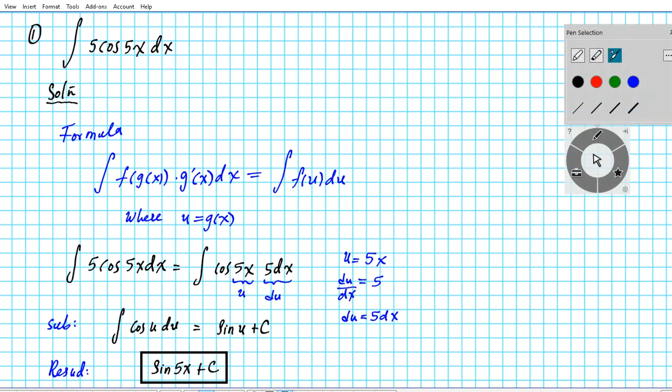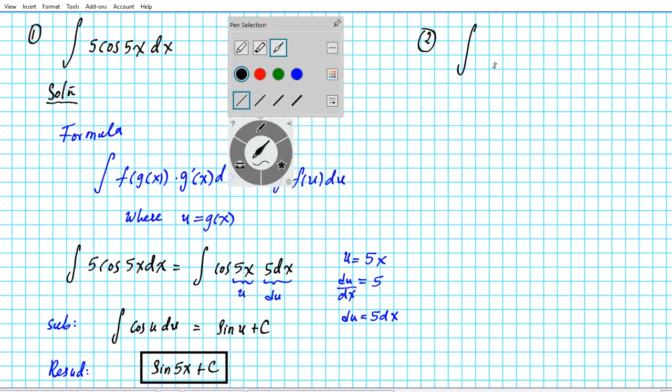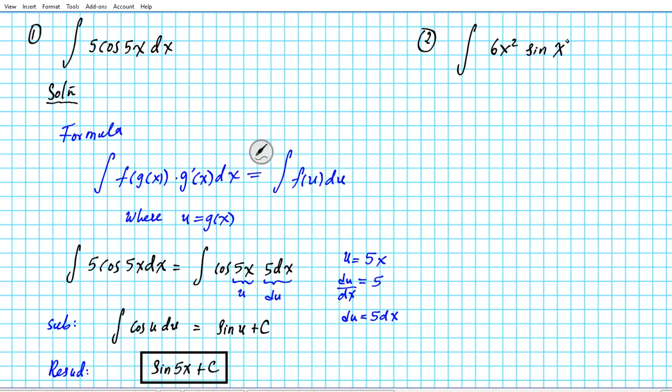Question 2. What if we were to evaluate the integral of 6x squared sine of x to the third dx. Okay. All right, so what we're going to do first is we're going to split it up. We'll write the composite function first and then put the other function on the side and see what u is, and then see what we can substitute to get du or its multiple.